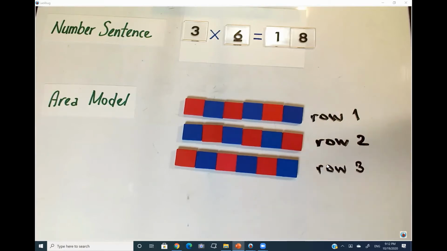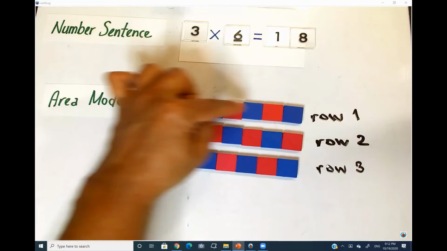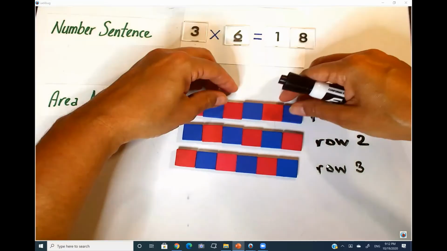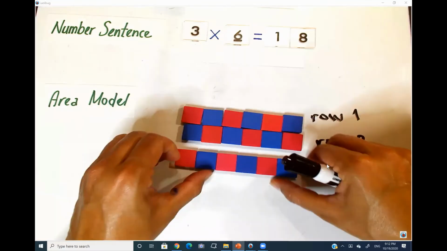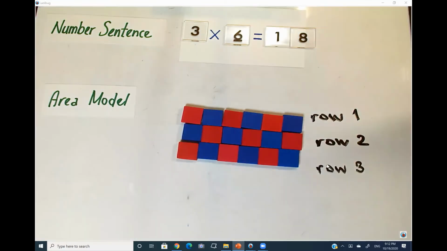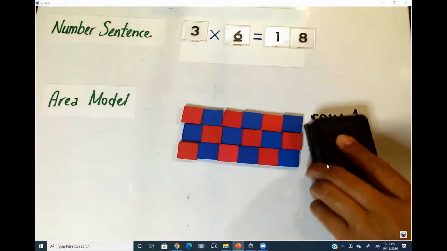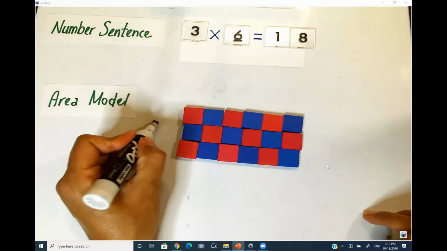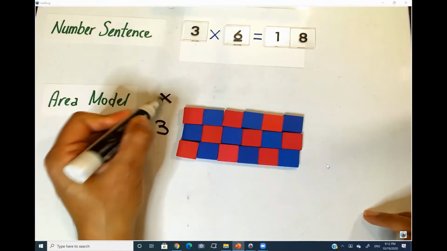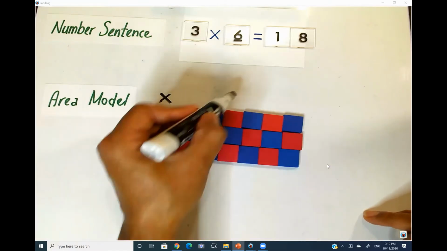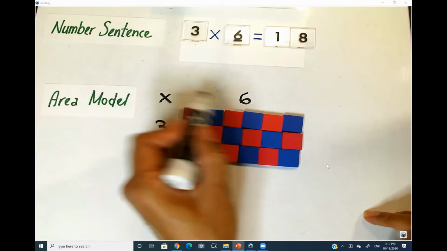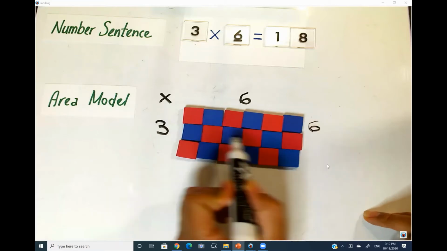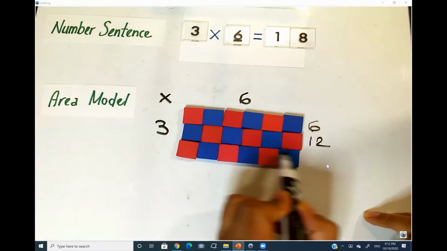So we're representing the problem because we have 3 rows, 1, 2, 3, and each row has 6, 6, and 6. So when we put them all together, we're going to do the area model. And this area model is going to represent the same problem. So let's see how it works. Remember, in this side, I'm going to put how many rows? I have 3 rows multiplied by the number of objects on each row, which is 6. So 6 times 3 is going to be 18, and we can count 6 here, plus another 6 makes 12, plus another 6 makes 18.